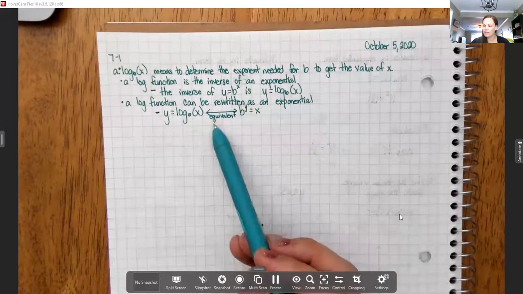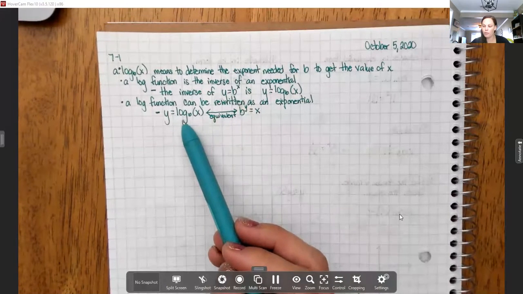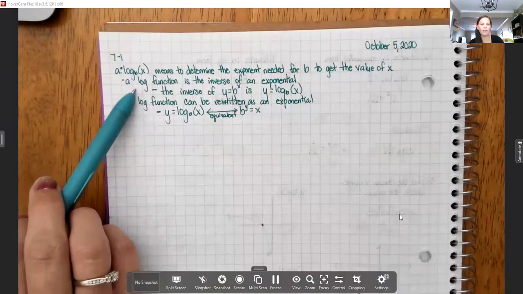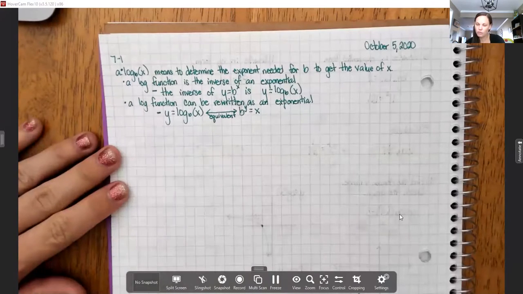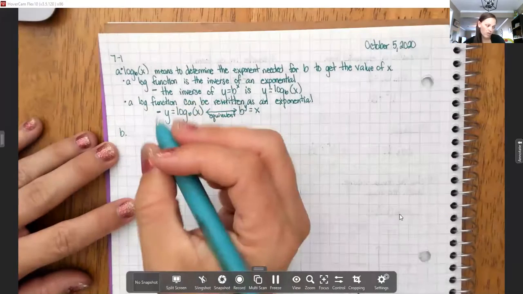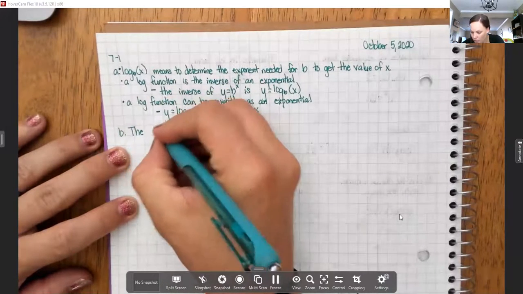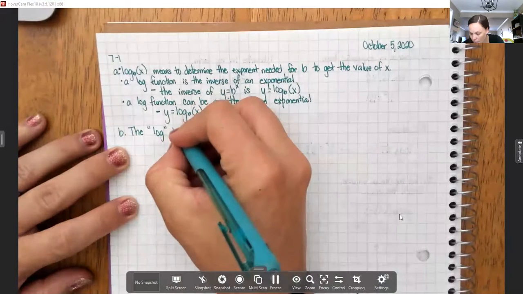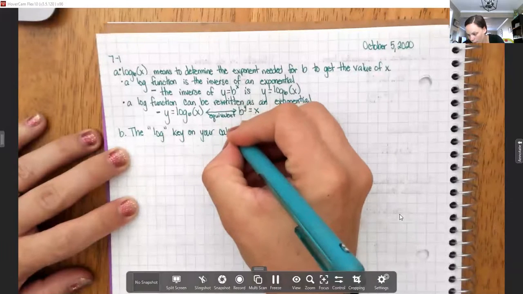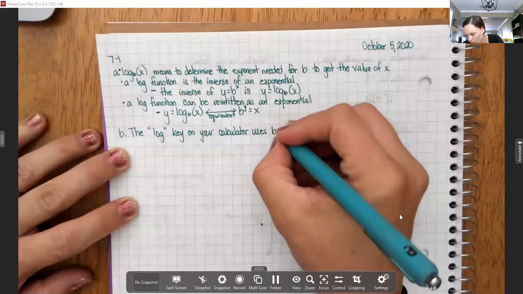And this last bullet point, that's kind of what we've done the most of, is practice rewriting in the other form, because that helps us determine the exponent and see it the other way. We did the inverse by graphing them mostly. What else we should know is the log button or the log key on your calculator uses base 10.